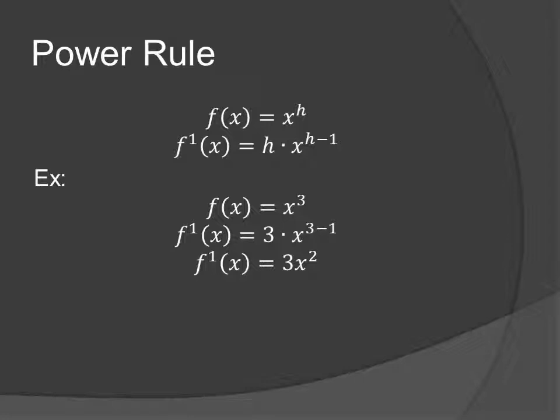Another rule is the power rule. The power rule states that if f of x is equal to x to the power of h, then the derivative is equal to h times x to the power of h minus 1. So what we did was we took the power and we moved it to the front and multiplied it by x to the power of h minus 1. So for example, if f of x is equal to x to the third power, then the derivative of f of x is equal to 3 times x to the 3 minus 1. So the derivative is 3x squared.